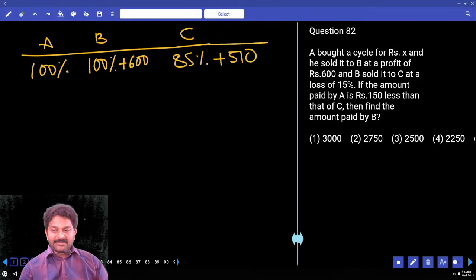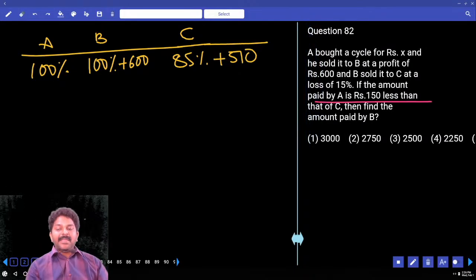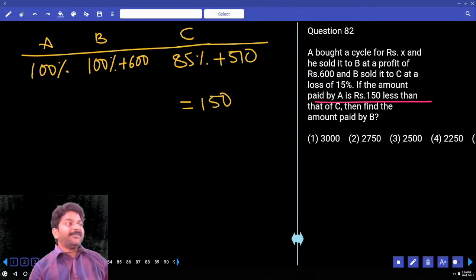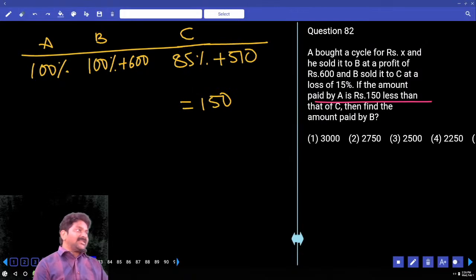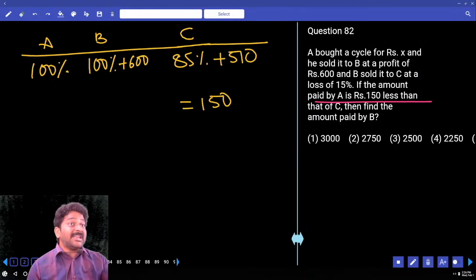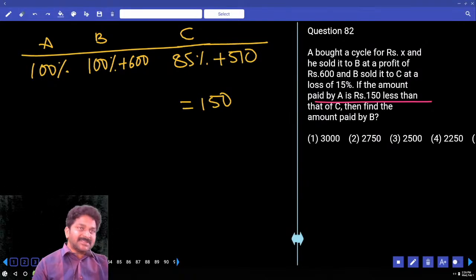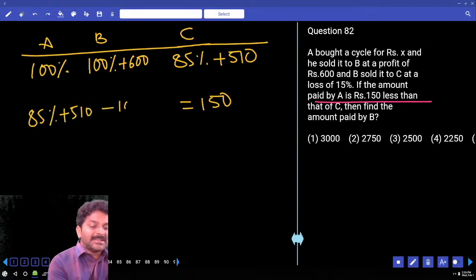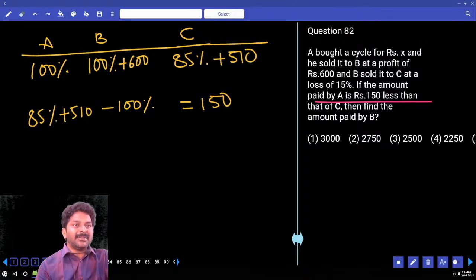Now one more piece of information says the amount paid by A is 150 less than that of C. So 150 is the difference between A and C. Between A and C, which value is more? C is more because A is paying less. That means 85% plus 510 minus 100% is equal to 150.